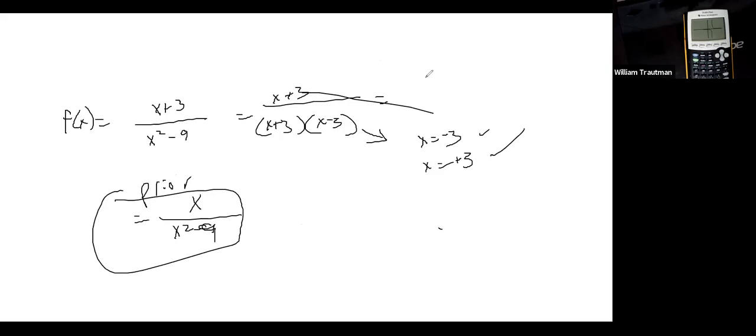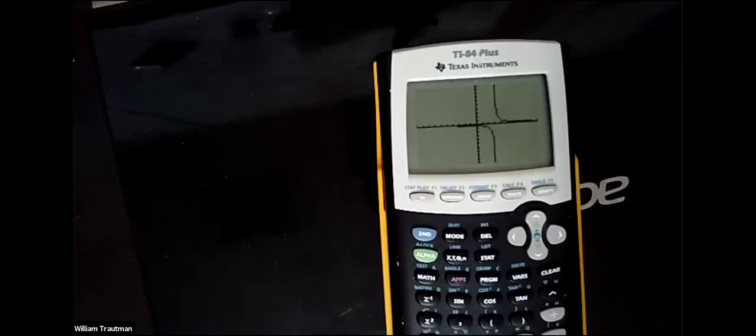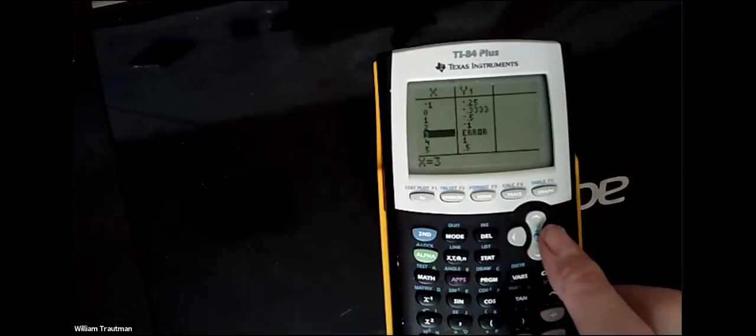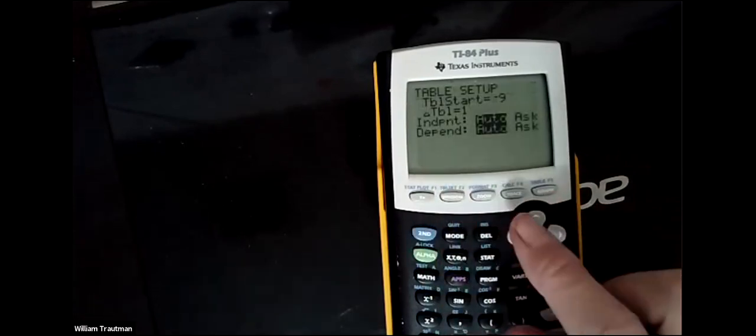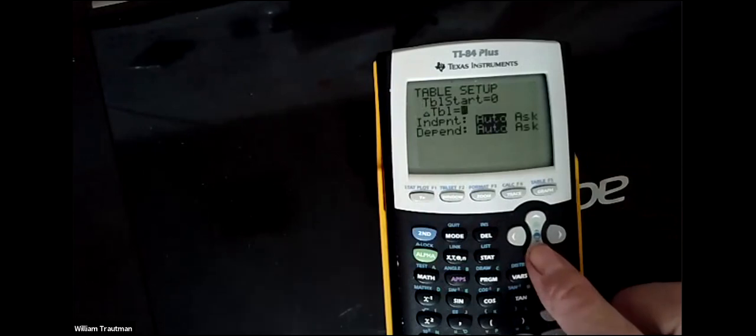You're right about that +3 at the top, but let me show you something. If I go to my table, at +3 there's an error, and at -3 there's an error. I still have two discontinuities.